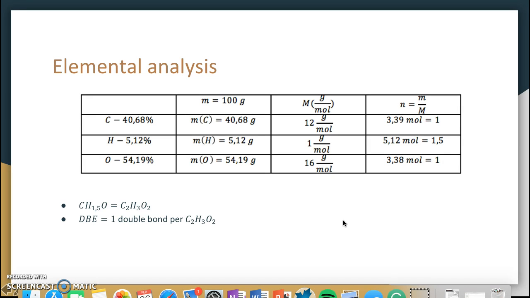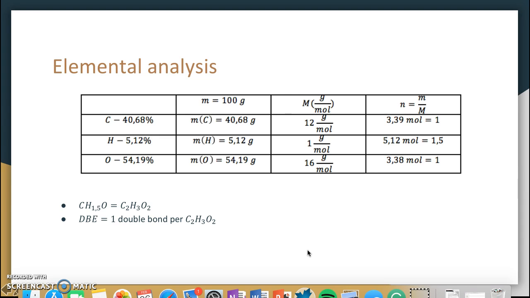For the elemental analysis, we received a paper on our compound which said that in our compound there is 40.68% carbon, 5.12% hydrogen, and 54.19% oxygen. Then by converting this to mass, per 100 grams there is 40.68 grams of carbon, 5.12 grams of hydrogen, and 54.19 grams of oxygen, of course.